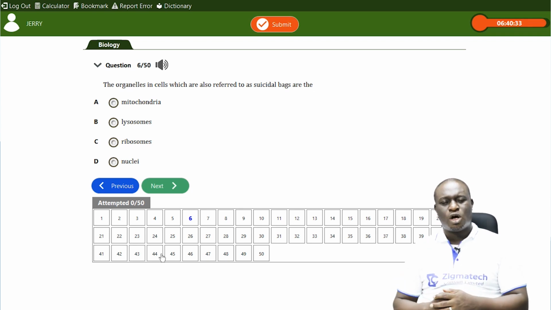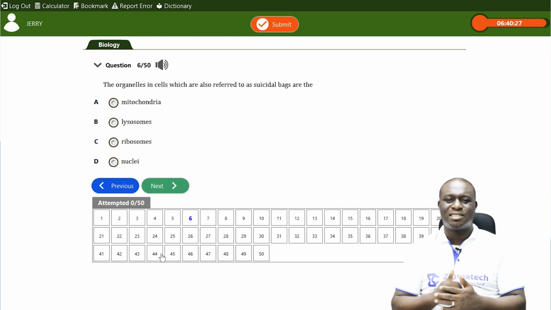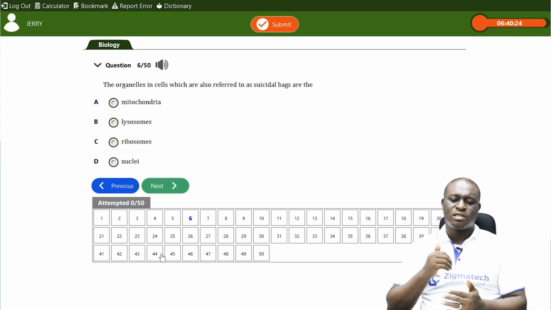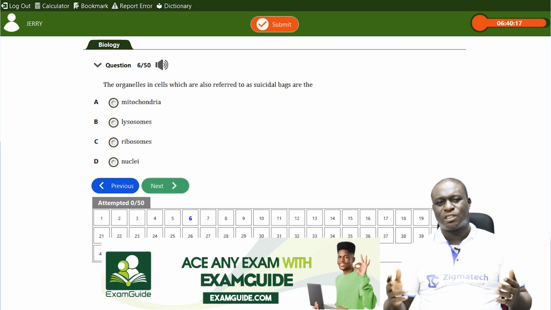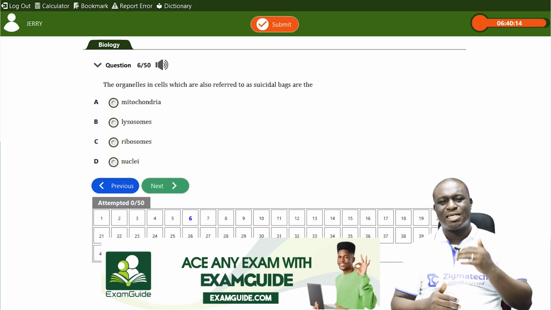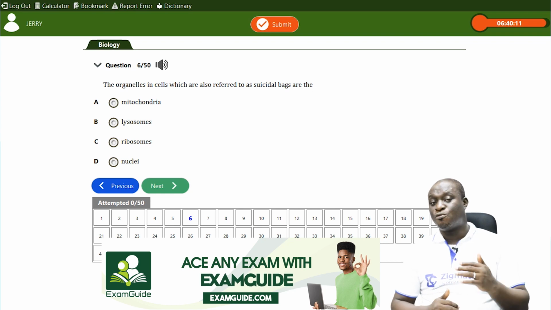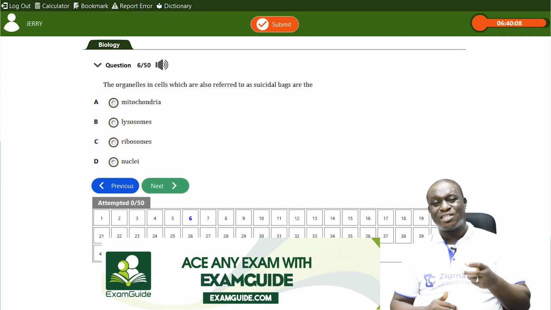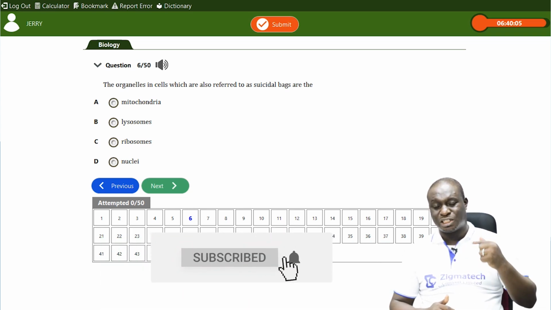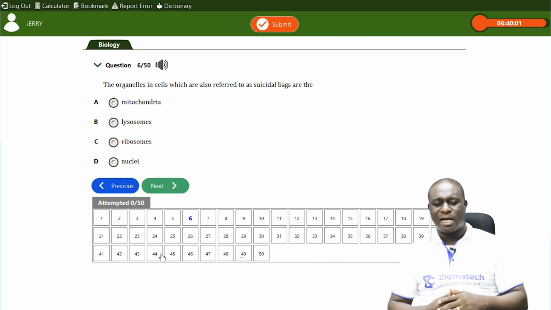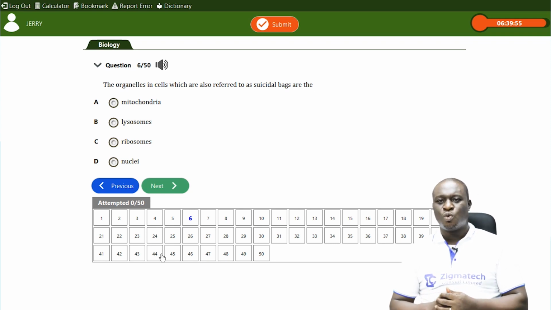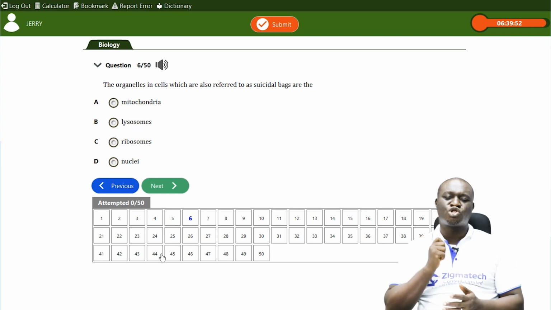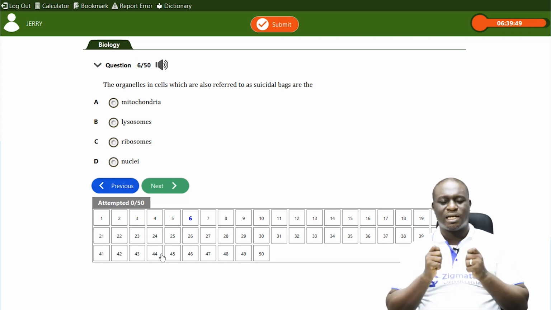But look at option C. Option C says ribosomes. The major function of the ribosomes is protein synthesis. That is where protein is synthesized or produced. And then option D says nuclei. Nuclei refers to two or more nucleus, okay? But we have the nucleus in the cytoplasm of a cell. The major function of the nucleus is that it carries hereditary materials which can be transmitted from parents to their offspring. So they contain genes. So please take note. The correct answer to this question, which asks for the organelle in the cells that is referred to as suicidal bag, is the lysosomes.